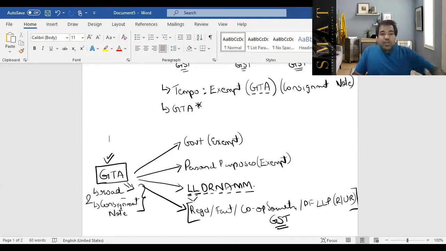When you transport goods, what are the possible mechanisms of transporting goods? Let's recap this entire thing once. First, GTA. Guys, goods transport agency, what it is, you already know. If they're supplying to the government, exempt. If they're supplying for personal purposes, exempt. If they're LL Dr. Nam, exempt.